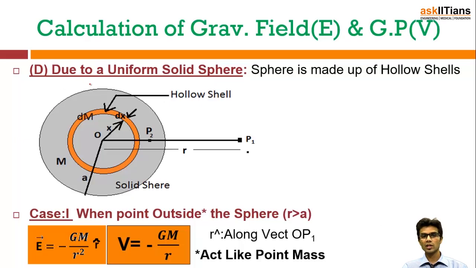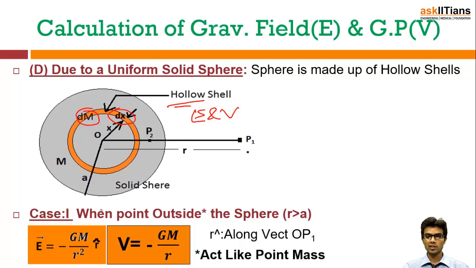Now calculation of gravitational field and gravitational potential. The next case is due to a uniform solid sphere. So a solid sphere is made up of hollow shells, just like an onion. An onion is a solid sphere in shape, and it is made up of hollow shells. We already studied E and V for the hollow shell. So we can find for a small mass of thickness dx, and we can integrate this.